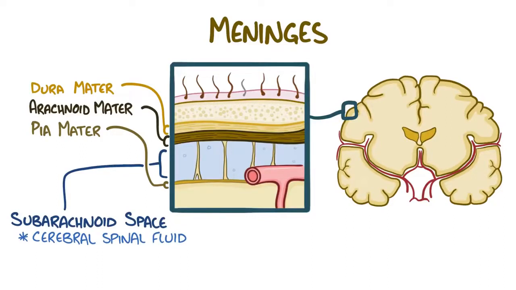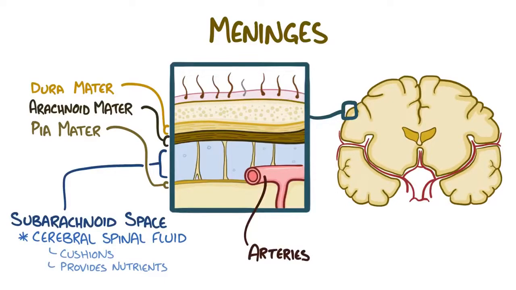CSF is a clear, watery liquid which is pumped around the spinal cord and brain, cushioning them from impact and bathing them in nutrients. This space is also where the arteries that supply the brain travel, and it is the location of the blood-brain barrier where CSF and the vascular system can exchange nutrients.